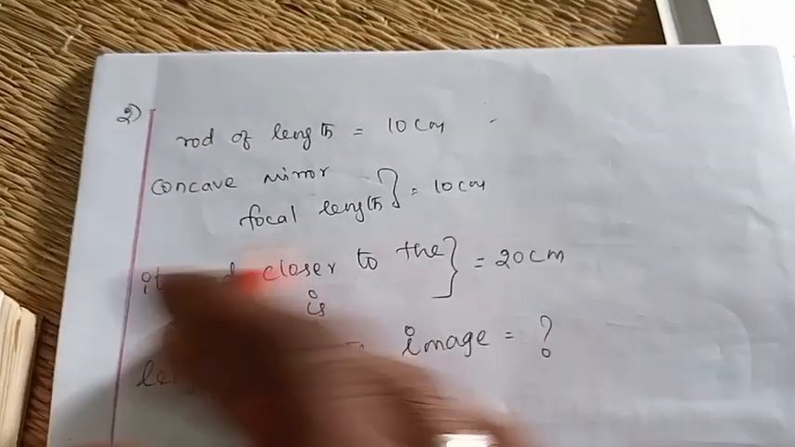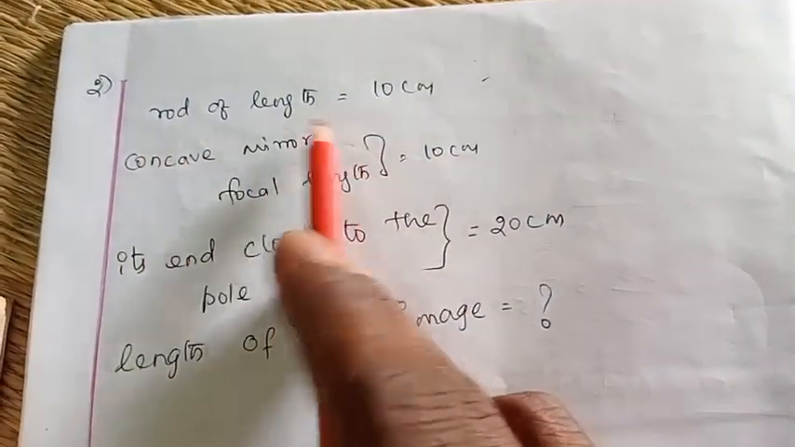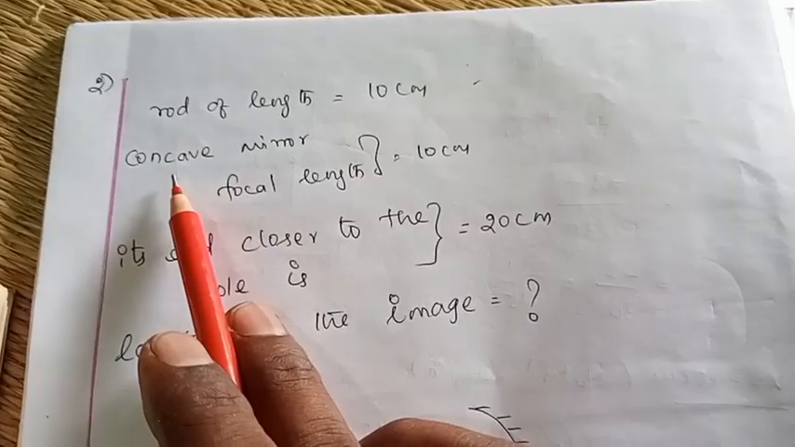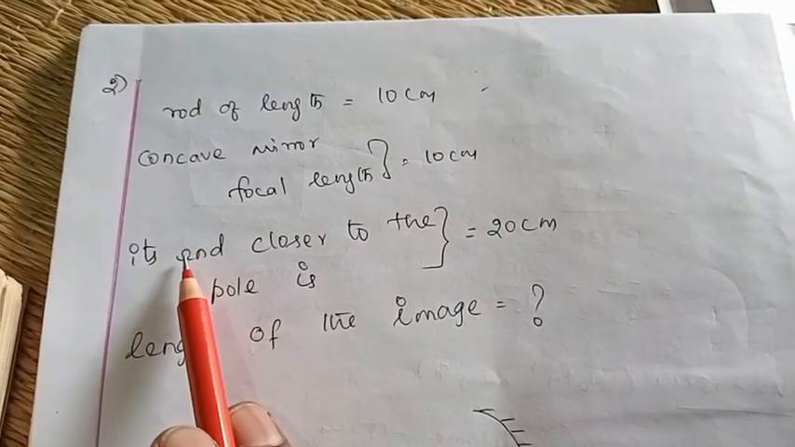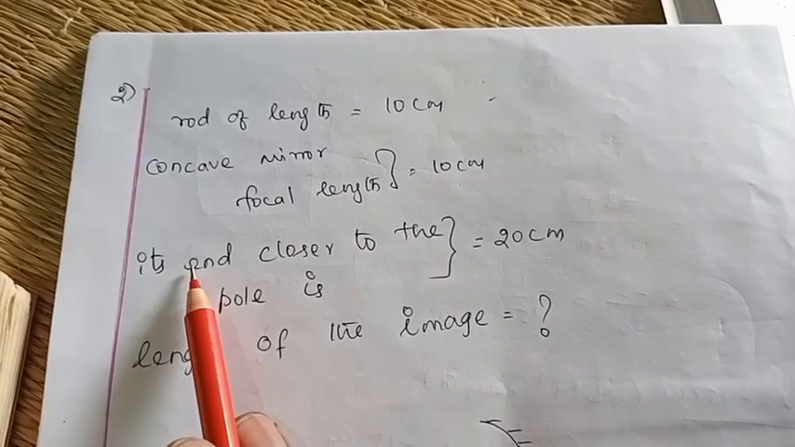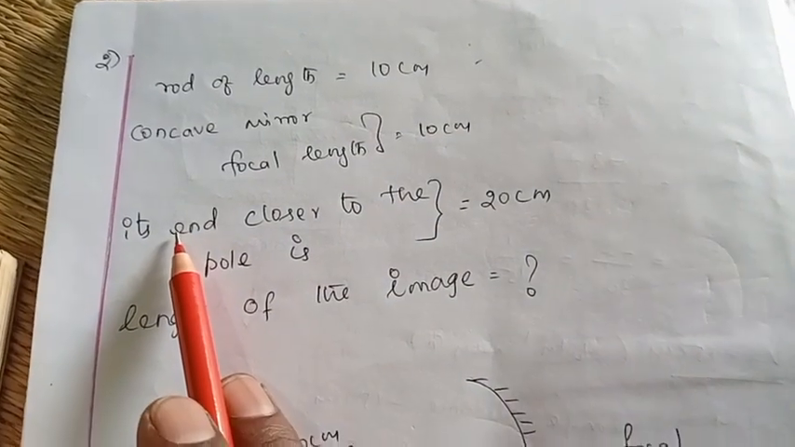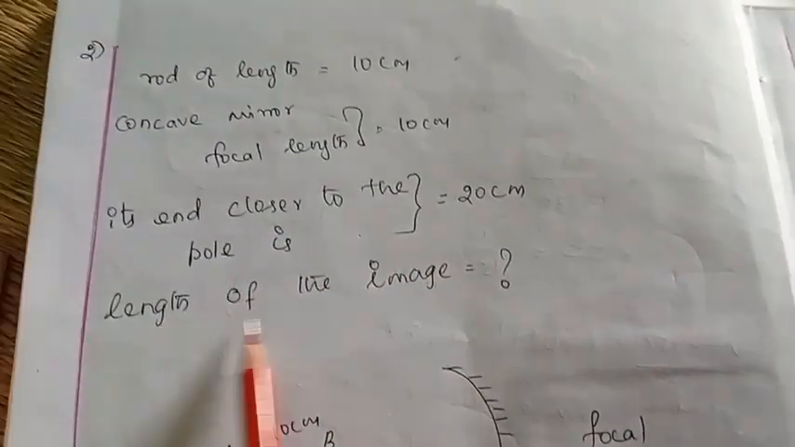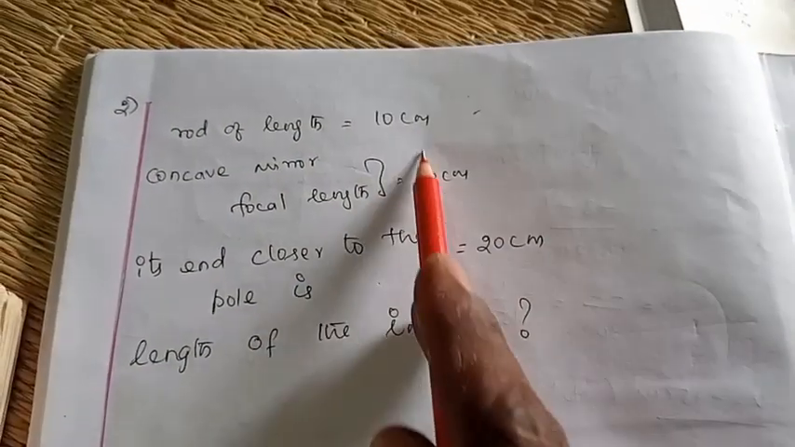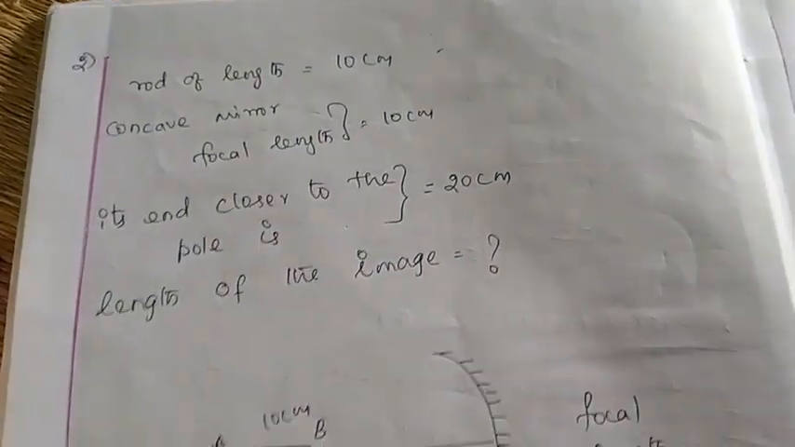What is given? I will write it out. A rod of length 10 centimeter. Along the principal axis of a concave mirror, the focal length is 10 centimeter. In such a way that its end closer to the pole is 20 centimeter away. Page 48, second question; just go through the book and read that. What is the length of the image? They are asking for the length of the image. These are the parameters given, and what they are asking. Now we are very clear.